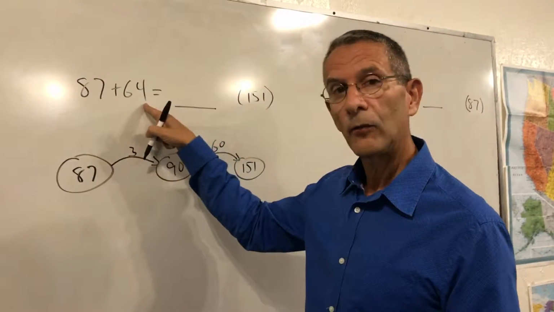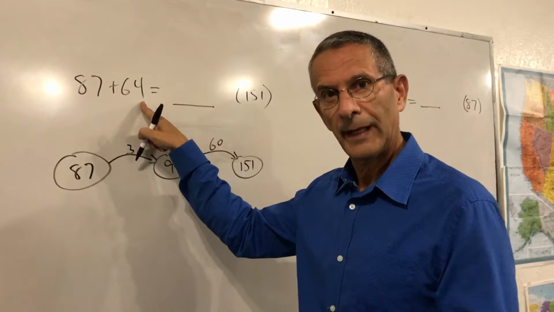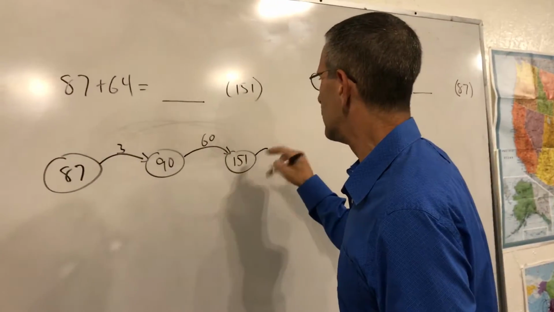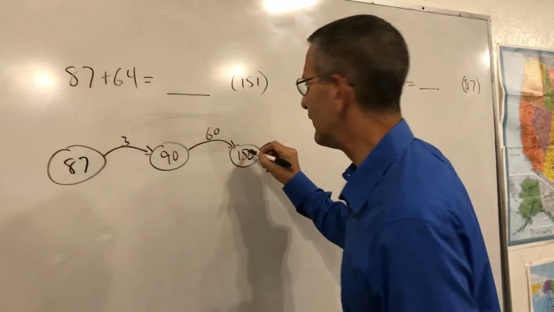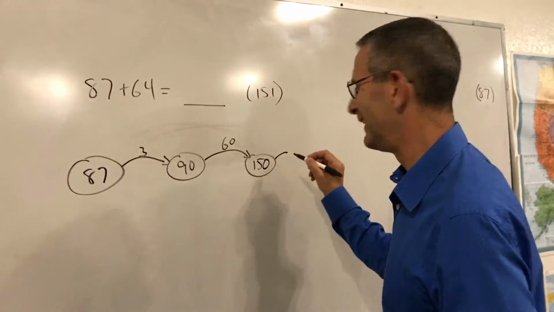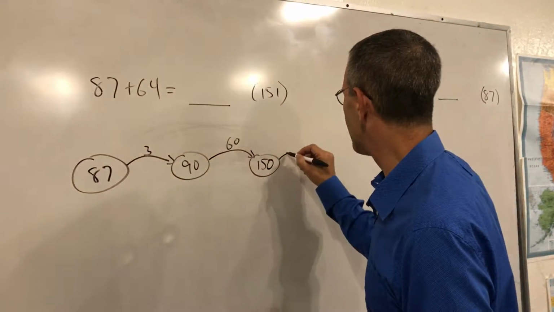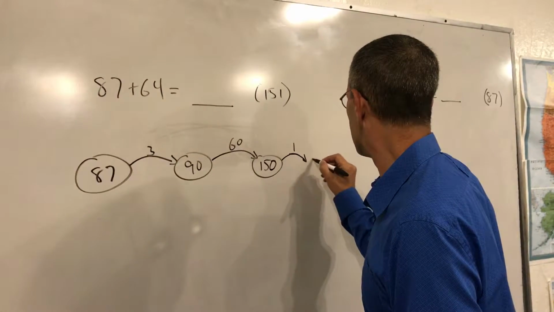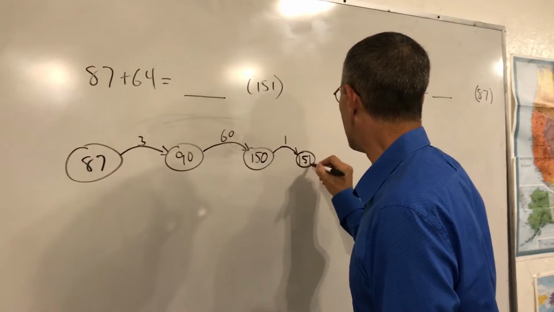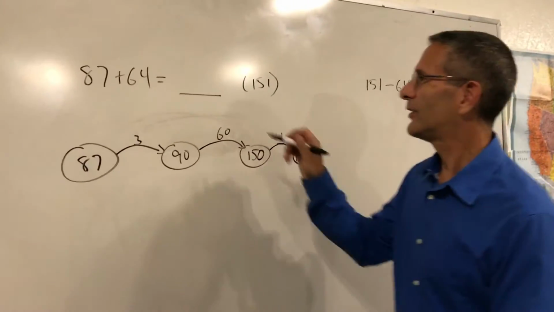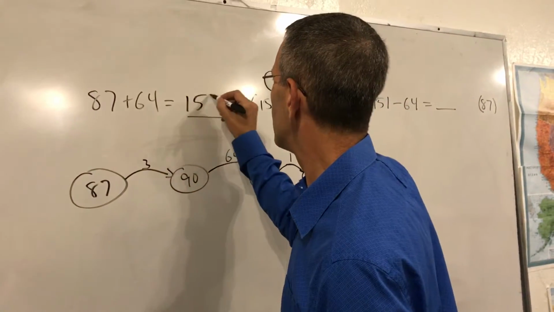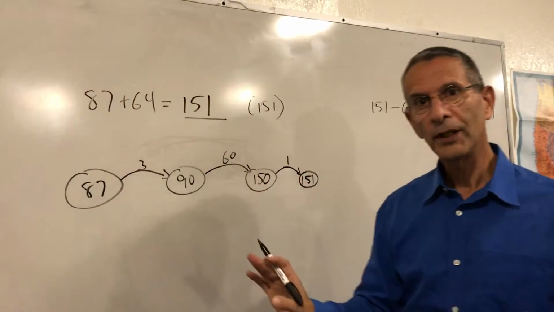I know I have 1 left, see, so there's some mental math here. So you have 1, whoops, sorry, 150, I was thinking ahead. And then, so we add the 1 more, and 151, and that's our answer. And so we write it here to complete the number sentence, and we're done.